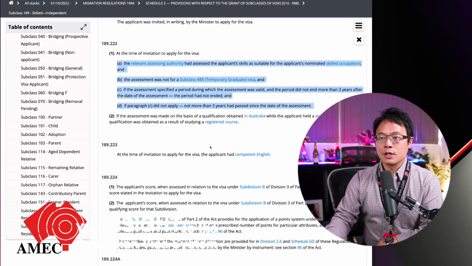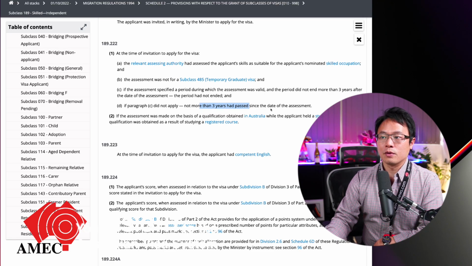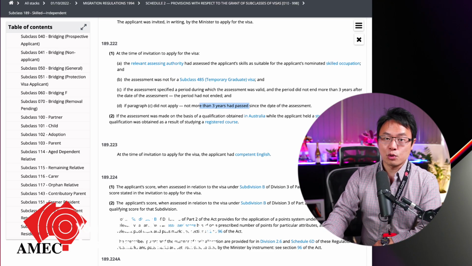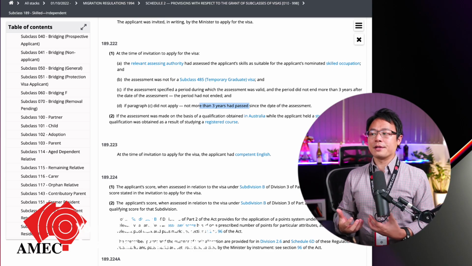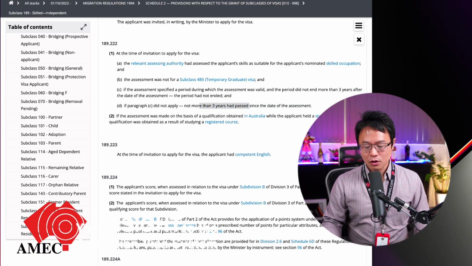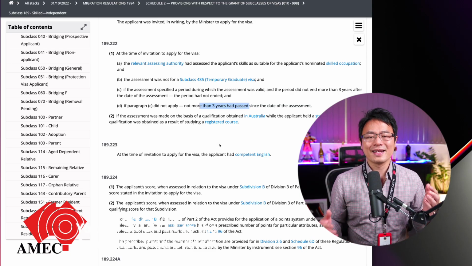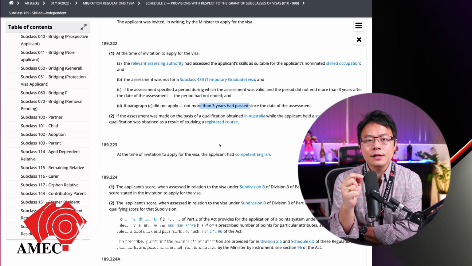As you can see, it does have a skill assessment, and the skill assessment will be valid for the period of 3 years prior to at the time of this invitation. So what does that mean? What does all this mean? It's very legal and very logical. So how can I explain this? Basically, it's testing at the time.